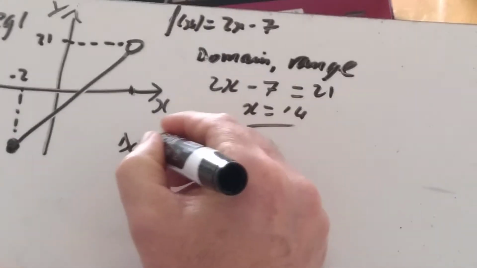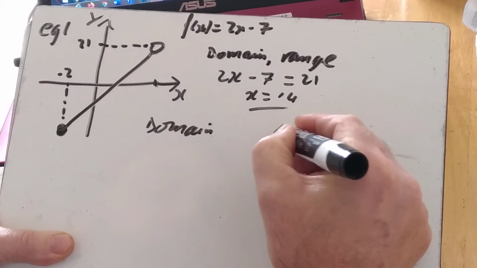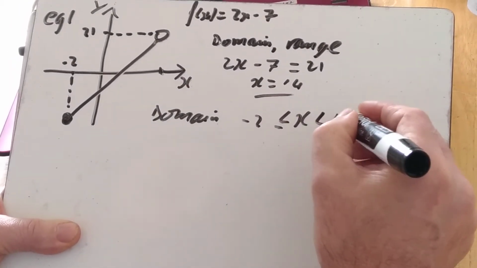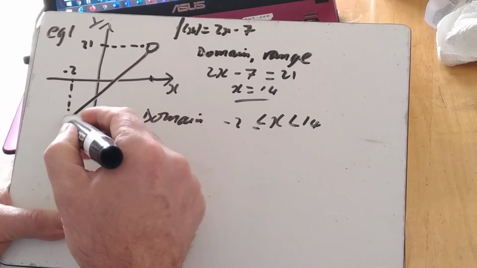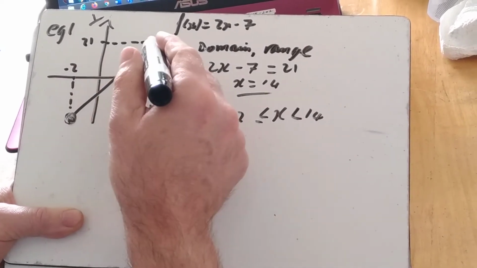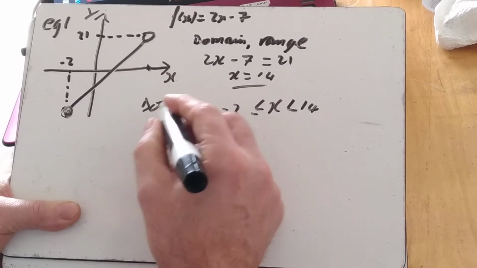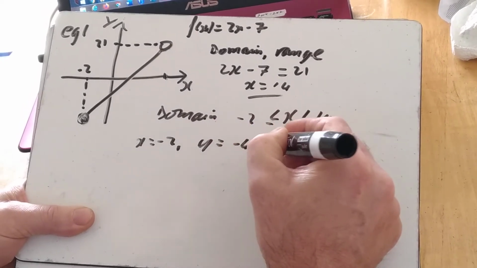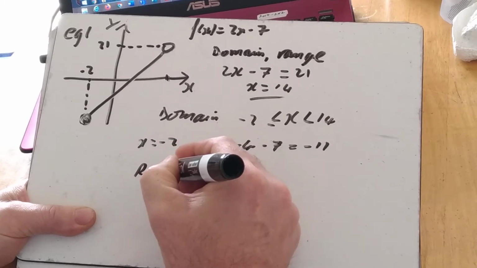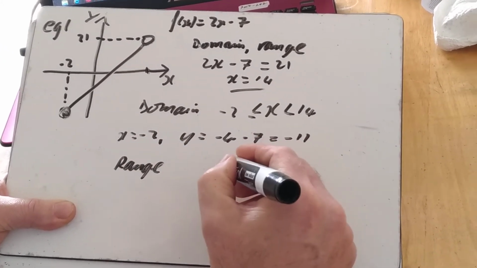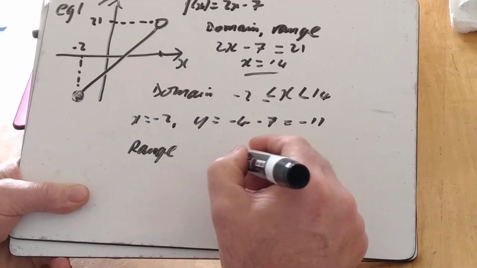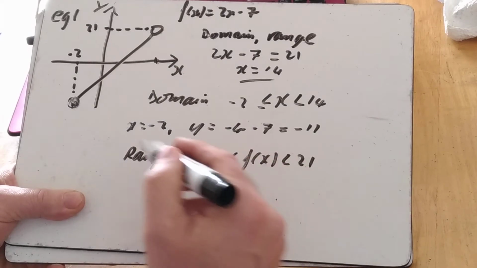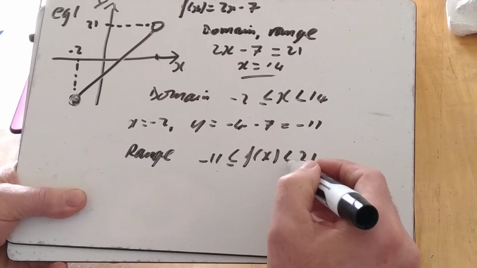So my domain, I can write, because it's a set of x values, is x is between minus 2 and 14. Notice, shaded in circle there, so there's an equals there, open circle at the end, so there's no equals at that point. Okay. For the range, I need to find the y values. I've got the y value at the end, 21. I need to find the y value at this point, so stick in x equals minus 2 into our function, y equals minus 4 minus 7, which is minus 11. So my range, and in the middle I can either write y or f of x, starts at minus 11 and goes all the way up to 21. Notice yet again, there's the equals at the bottom point, there's no equals at the top point because it's an open circle.